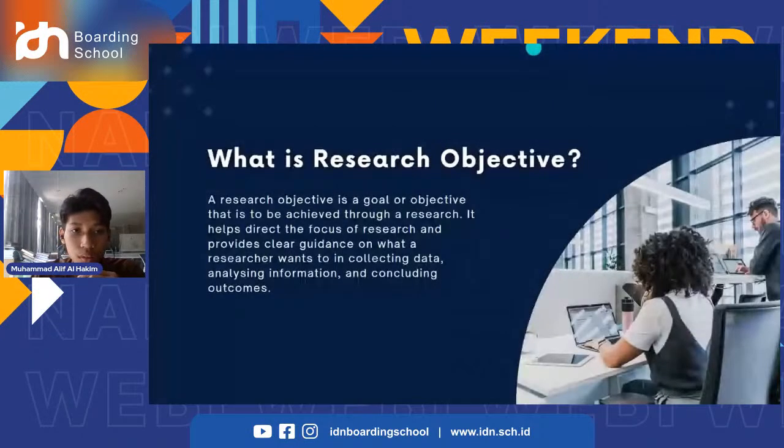What is the research objective? Research objective is a goal or objective that is to be achieved through research. It helps direct the focus of research and provides clear guidance of what a researcher wants to do in collecting data, analyzing information, and including outcomes.